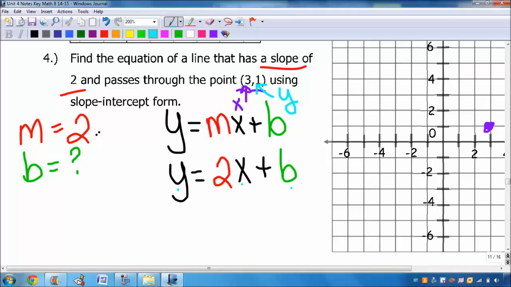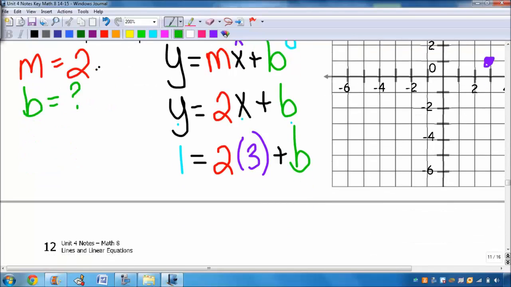So if you notice right here, I have a y. Well, I know what one possible value of y is. It's 1. So instead of y, I'm going to replace it with 1. So I'm going to say 1 equals, I'm going to copy everything else down. Now, notice how there's an x here, and x is 3. So I'm going to substitute this 3 in and replace it instead of x. So 2 times 3. And then I'm going to say plus b, because I don't know what b is yet.